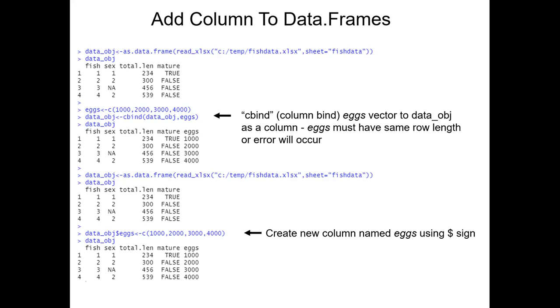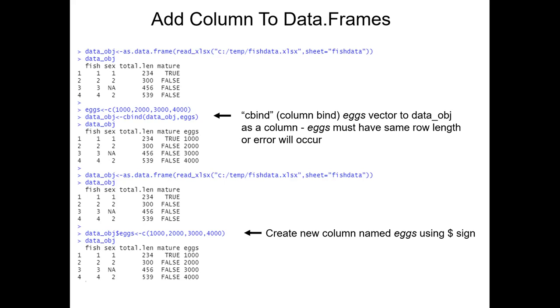Let's see, what am I doing? Oh yeah. So the next example is just reloading the original file. But another way of adding the column is to take the data object, in our case data underscore object, and specify a name for a new column using $ and then putting the new name. In this case, $eggs. So I wanted to create a new column eggs, and then fill in those values.